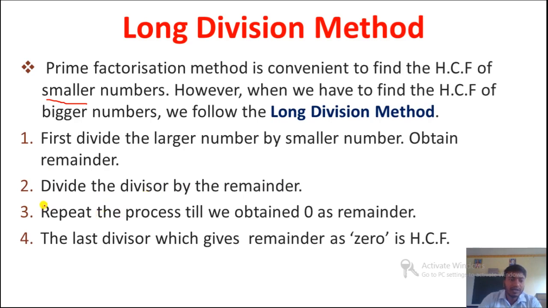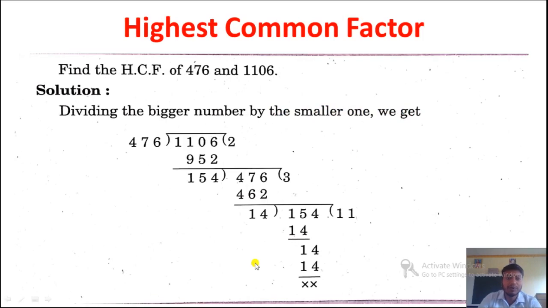Step number 3, repeat the process till we obtain 0. We have to repeat the process till we get 0 as the remainder. Step number 4, the last divisor which gives remainder 0 is the HCF. Now let me give you an example and you try to understand the concept.